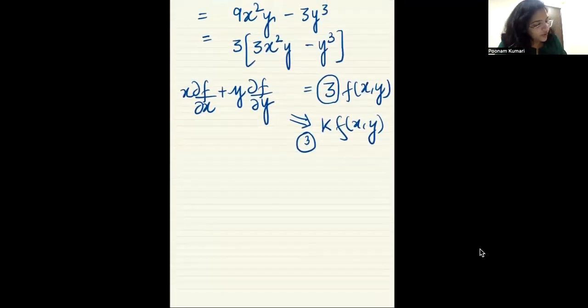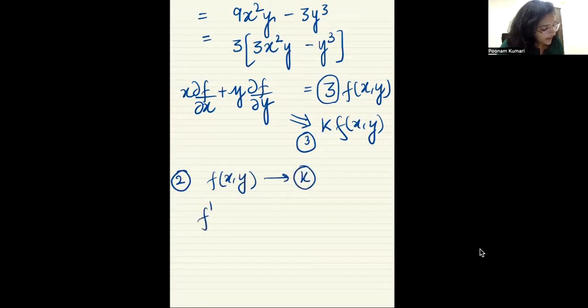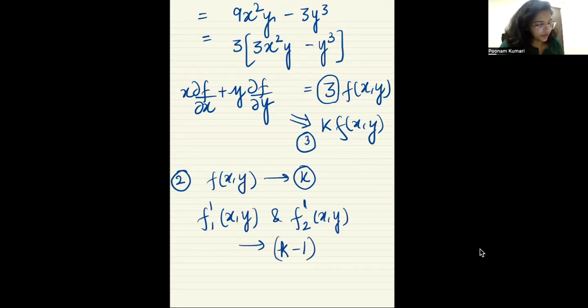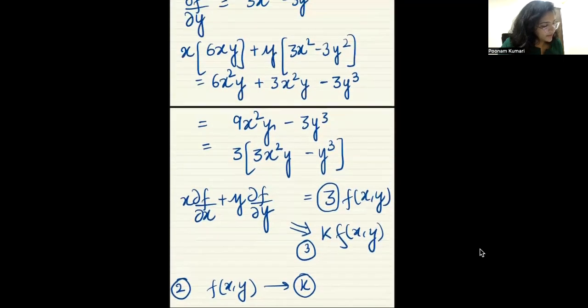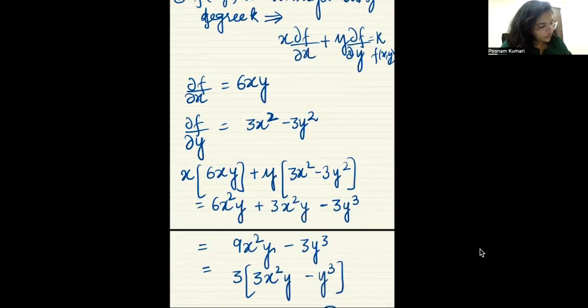What is the second property? The second property says that if f(x, y) is homogeneous of degree k, then f prime with respect to x and f prime with respect to y will be homogeneous of degree k minus 1 each. Okay. So I know what f prime x and f prime y are. So what is f prime x and what is f prime y?